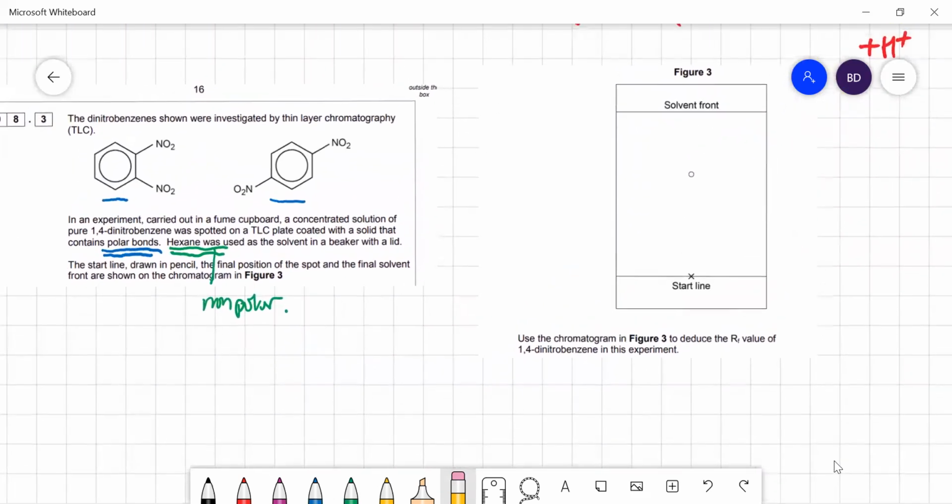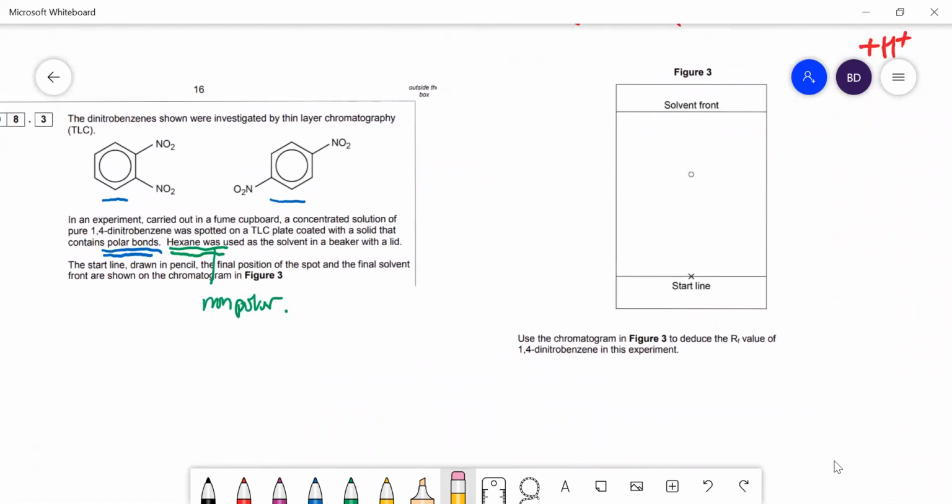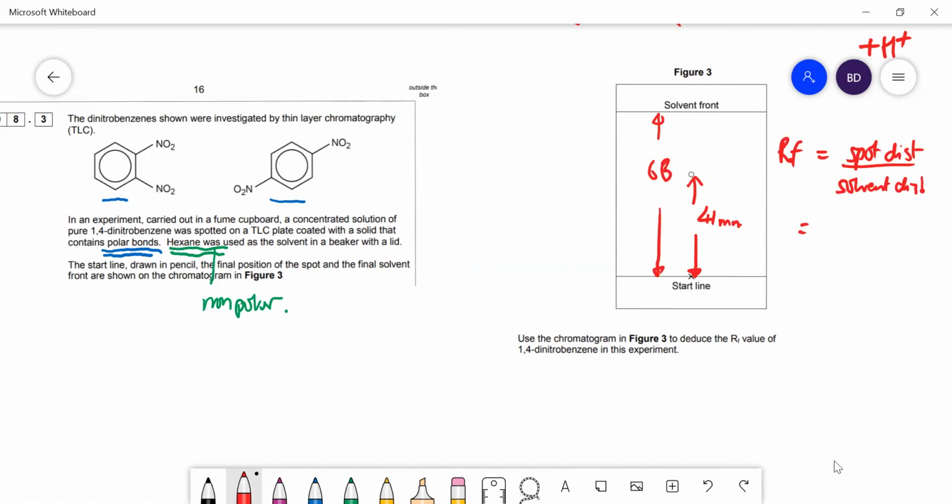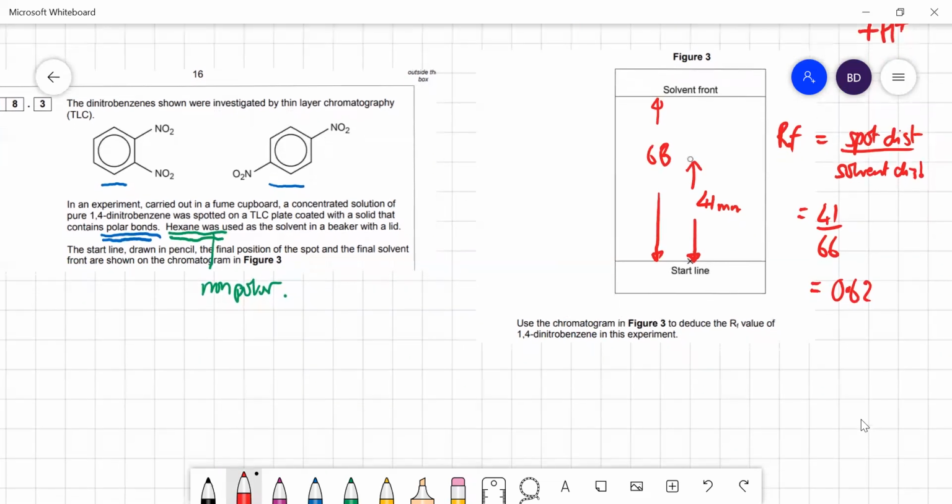Use the chromatogram to deduce the RF value. So how do we do that? Well, it's a bit hard to draw on the screen, but the RF value is equal to the distance moved by the spot divided by the solvent front distance. I measured that to be 41 millimeters on the real paper, and this was 66 millimeters. So the RF was 41 over 66, and that is equal to 0.62. So 1 mark for working out the RF value of a spot there. That's quite easy.